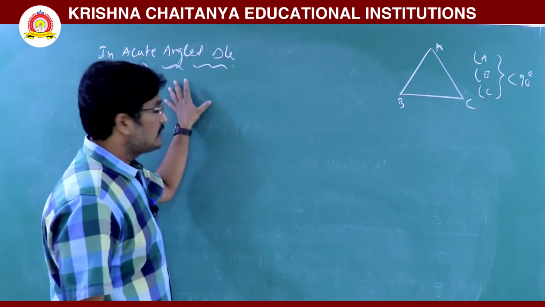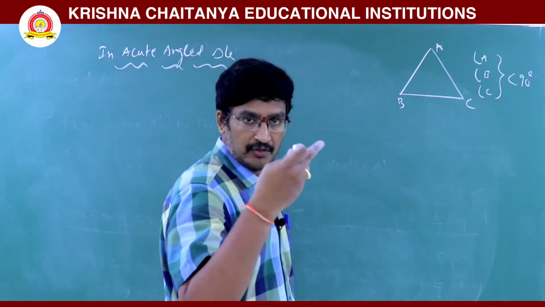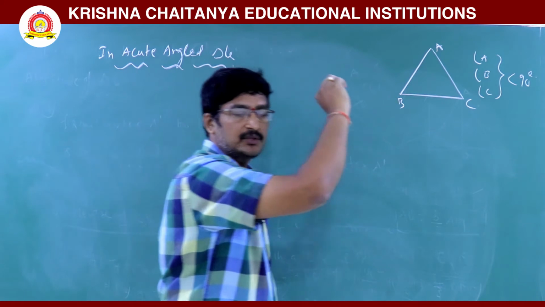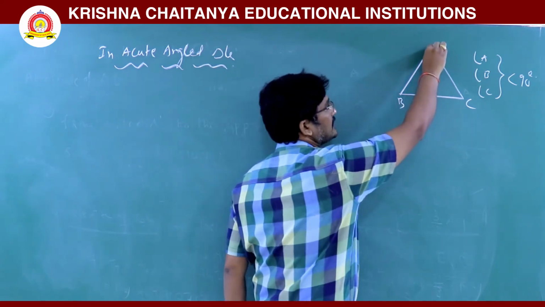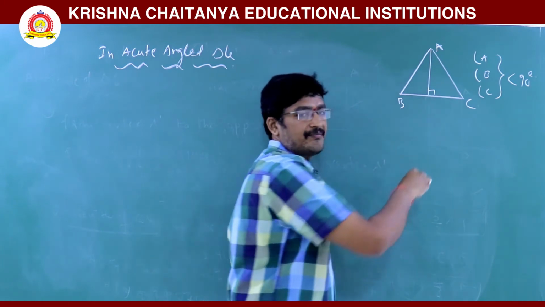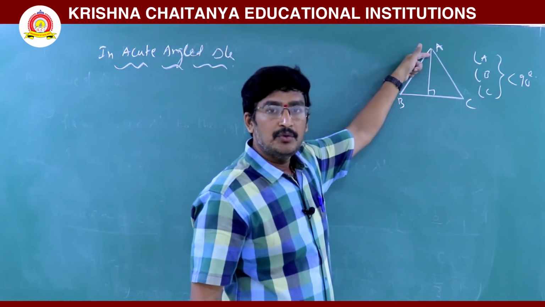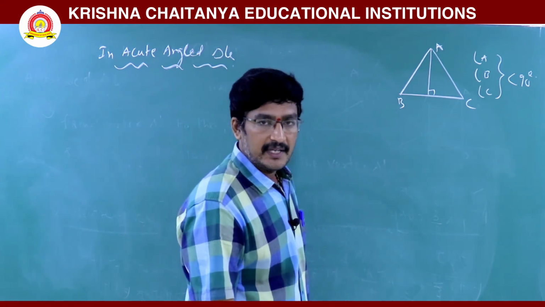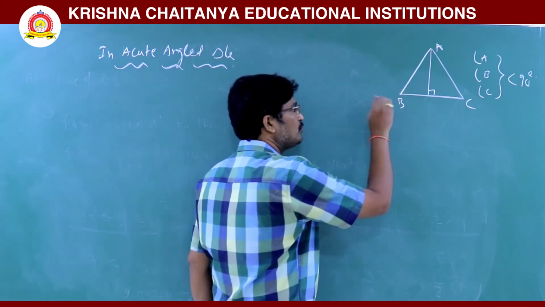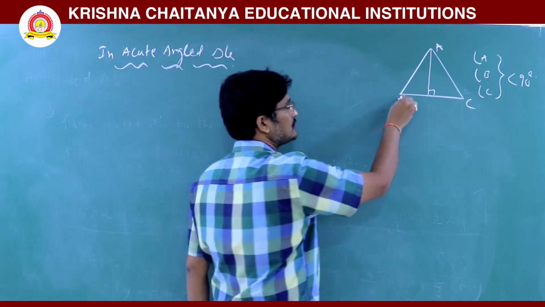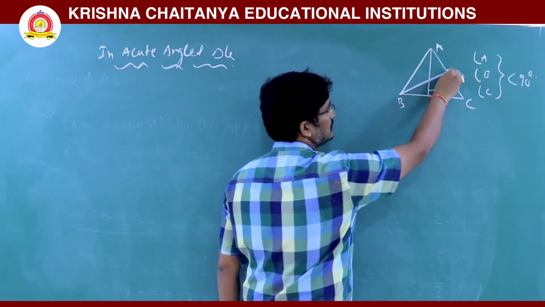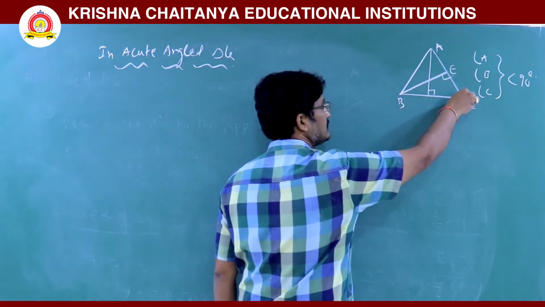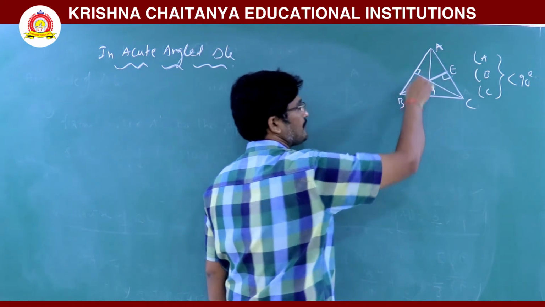See, in the acute angle triangle, suppose you draw an altitude from A. This is the altitude through A, passing through A and perpendicular to the opposite side. In the acute angle triangle, the altitude through A lies inside of the triangle. Suppose you draw one more altitude through B. That altitude also moves inside of the triangle like this. Suppose you draw one more altitude from C. That one moves like this. This is also going inside of the triangle.